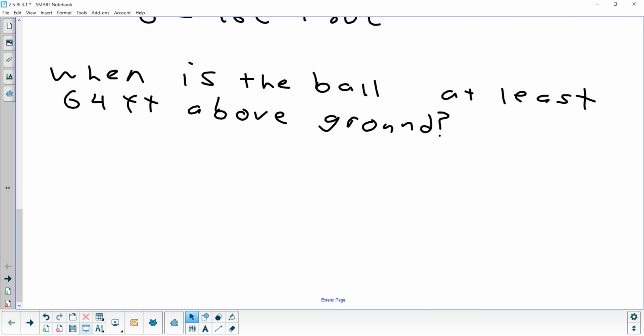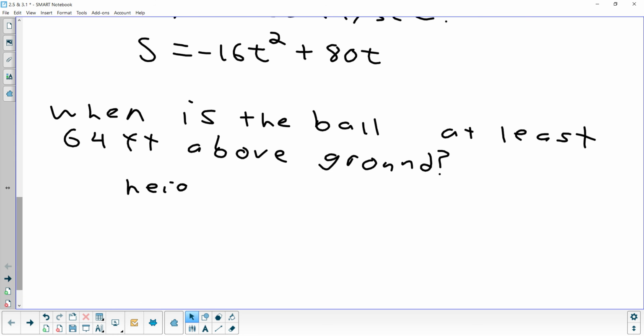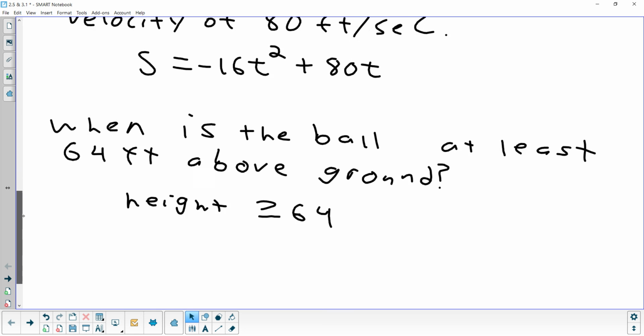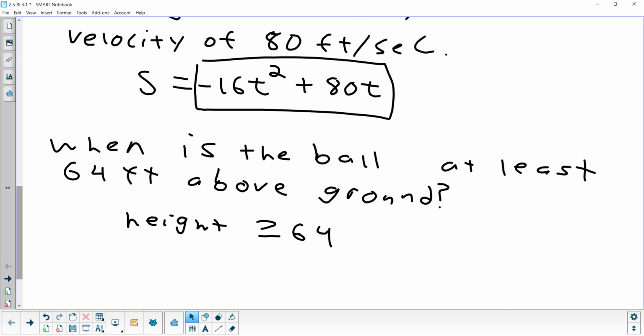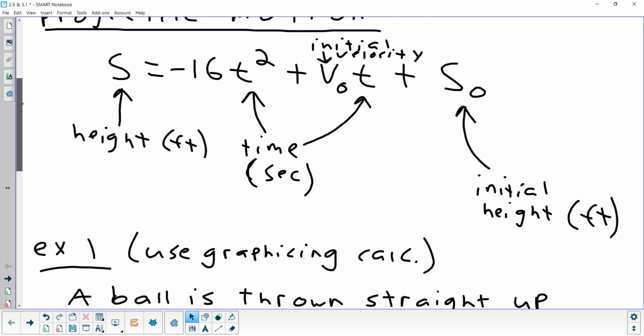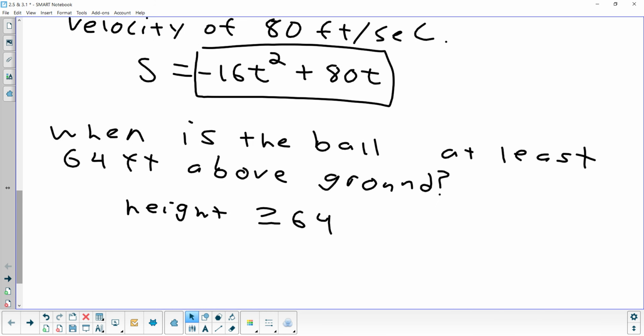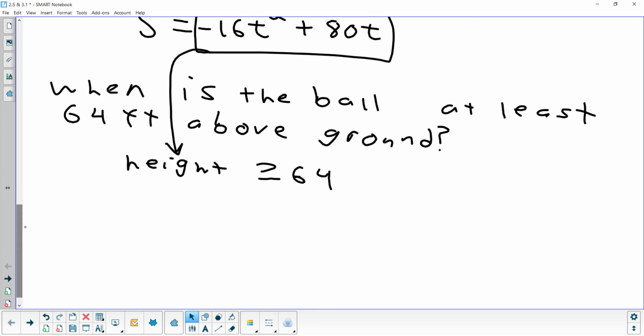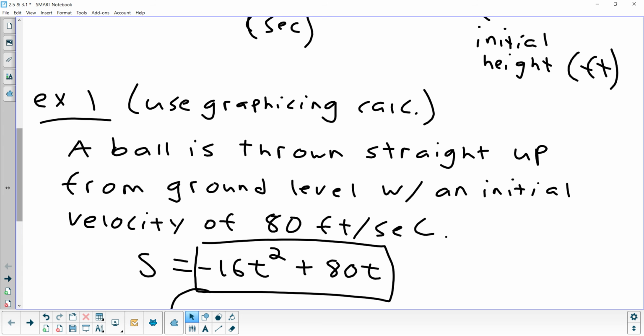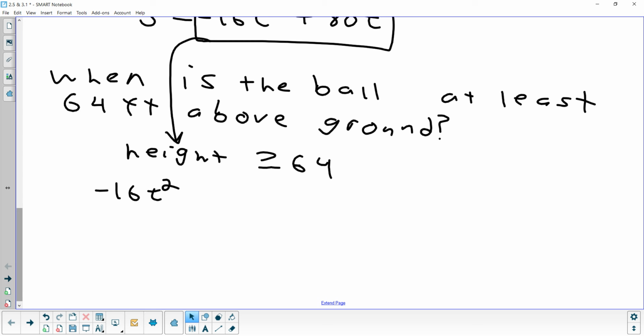Now the question is this. When is the height greater than or equal to 64? Remember, that's what at least means. Like if you said to me, I have to get at least a 90 on the test, at least a 90 means 90 or higher. So at least 64 feet is 64 feet or higher. S is height, so we want the height to be greater than or equal to 64. So plug that in, and then we'll have the setup that we're going to do on the calculator: negative 16t squared plus 80t is greater than or equal to 64.